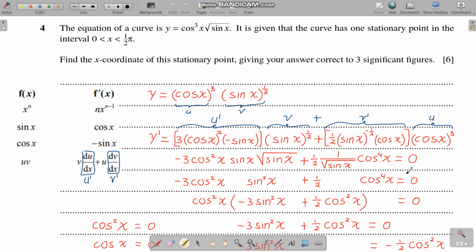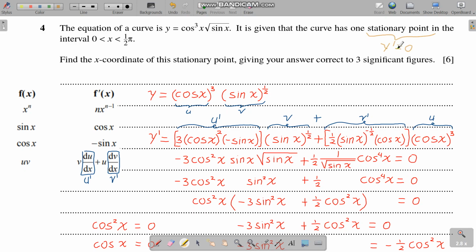Question is about differentiation. The equation of a curve is y equals cos cubed x times the square root of sine x, has one stationary point in the first quadrant. So to find the x coordinate of the stationary point, stationary point means y prime equals 0.